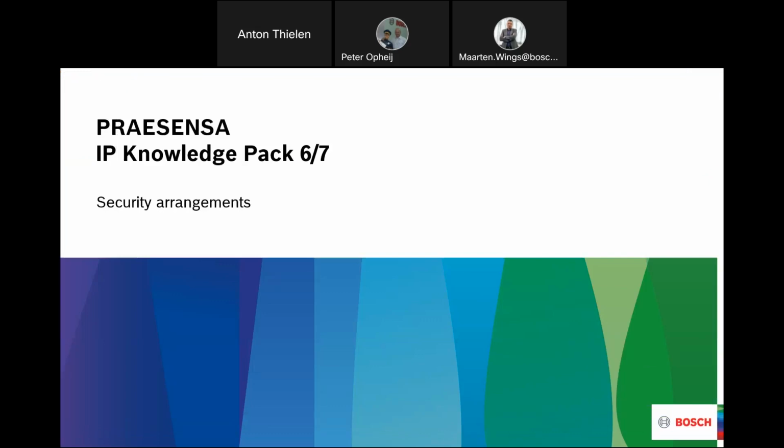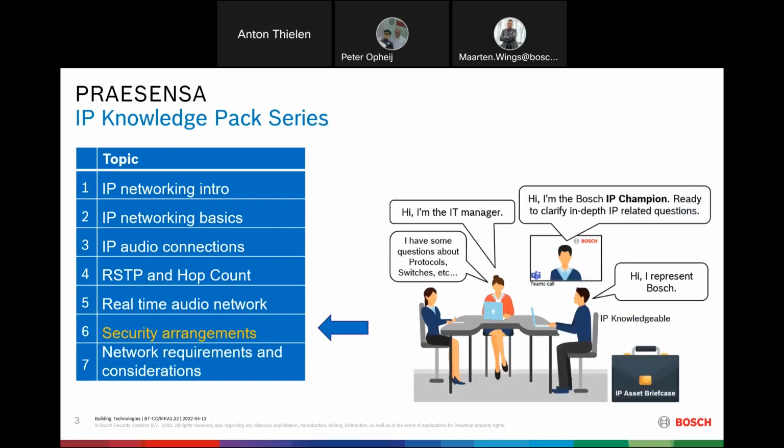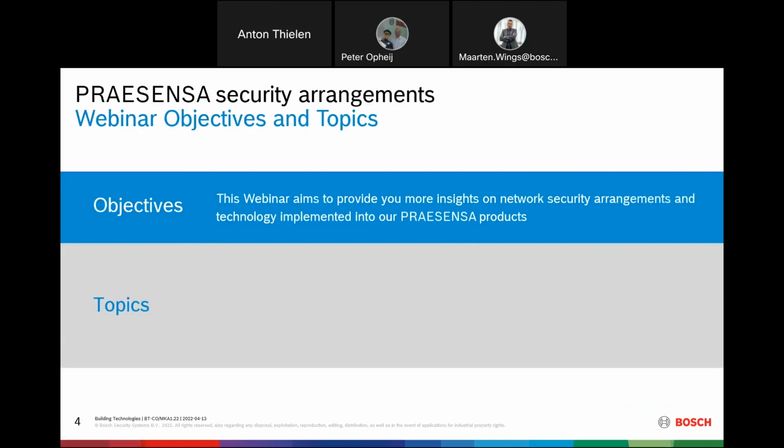So this is again one of the sessions around IP knowledge concerning PAVA systems, PRAESENSA of Bosch. This is again one of the sessions that is part of a bigger series, all concerning IP. We already went through the introduction, the basics, IP audio connections, RSTP hop counts, real-time audio, and now we are looking at security arrangements that are relevant for transporting audio over IP networks.